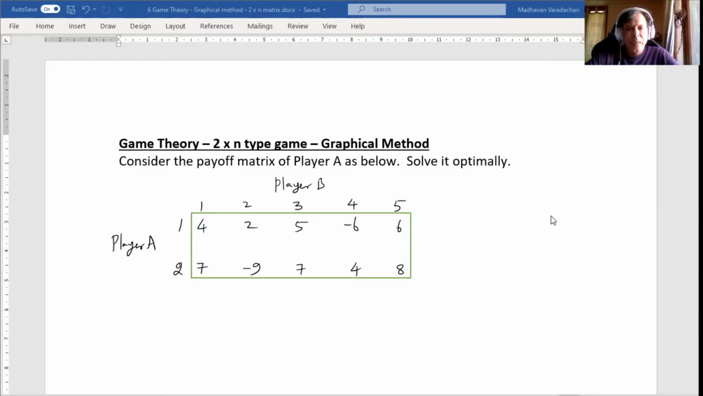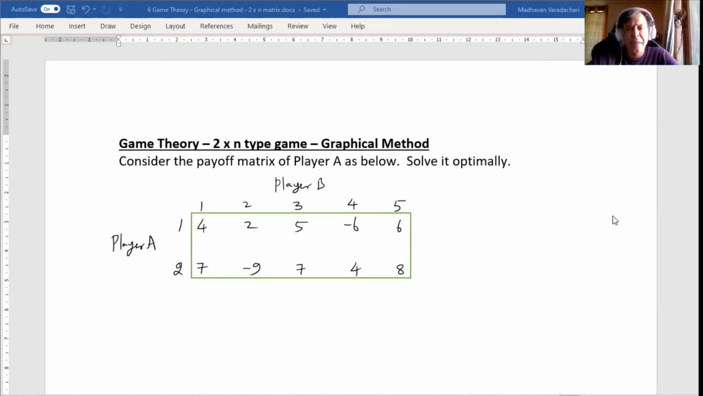Hello everyone. In this video, we'll understand how to solve a game problem if it has two rows and any number of columns. So you say a 2 by n type of game. How do we solve it using the graphical method? So here the problem is: consider the payoff matrix of player A as shown below.